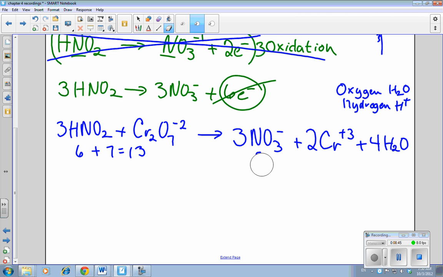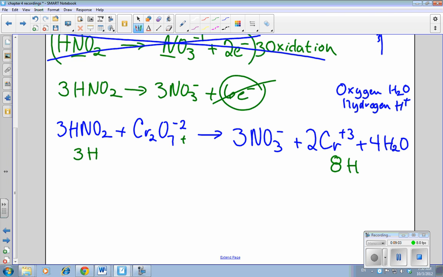And then my last step is I need to balance out my hydrogens. And so if I count those up, I have 3 hydrogens on this side. But on this side, I have 4 times 2. I have 8 hydrogens. So I know I need an additional 5 hydrogens. So I'm going to add 5 H pluses. So in doing that, that is my overall balanced redox reaction.